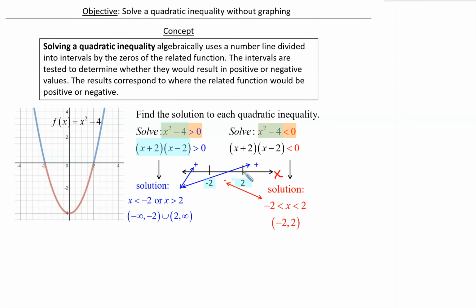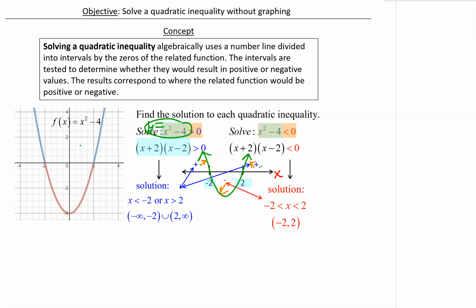And then the related function, y equals x squared minus 4, which is also shown over here, would have to open upwards because our a value is positive. And so here we're looking at the related function on this number line. And some people like this strategy. These pluses represent where the function is positive or above the x-axis. This minus represents where the function is negative or below the x-axis.